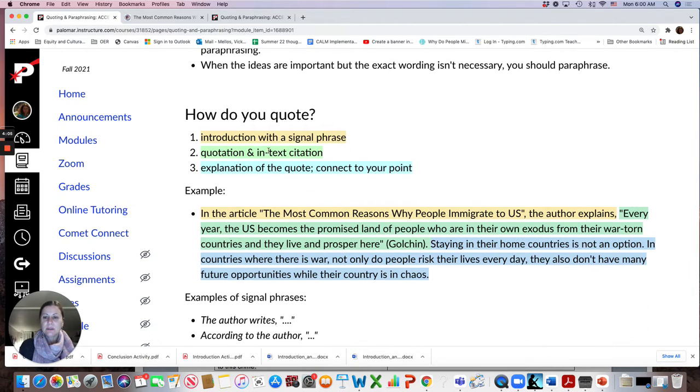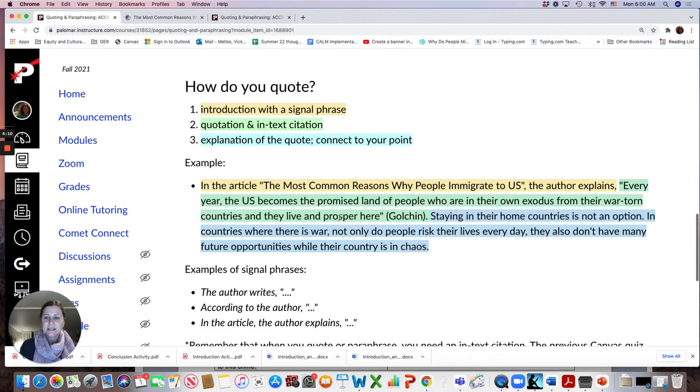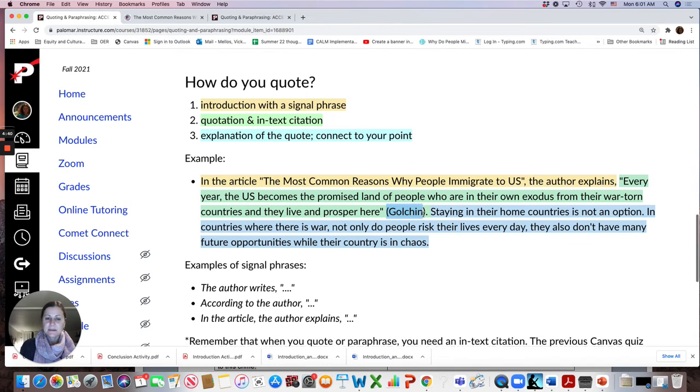Okay, how do you quote? There's 3 steps. You want to introduce the text with a signal phrase, like "in the article," and then I put the title of the article in quotation marks. Remember, if it's a book title, we use italics. And then I mention the author, and then a verb like explains, talks about, discusses, comma, you want the quotation, and then your in-text citation with the author's last name. Now, side note, if you put the author's name here, you don't have to put it here, okay?